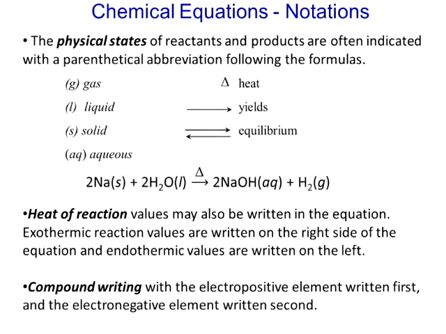There are other notations that you have to be aware of when it comes to a chemical equation. The physical state of reactants and products are often indicated with a parenthetical abbreviation following the formula. For example, g represents gas, l liquid, s solid, and aq for aqueous. There are other symbols or notations that are used as well. Delta stands for heat. Arrows stand for yield or direction of the flow of reactants to products. And double-headed arrows mean equilibrium, meaning there's a free flow in both directions. We show you an example here of sodium plus water to give sodium hydroxide plus hydrogen gas with the appropriate notation.